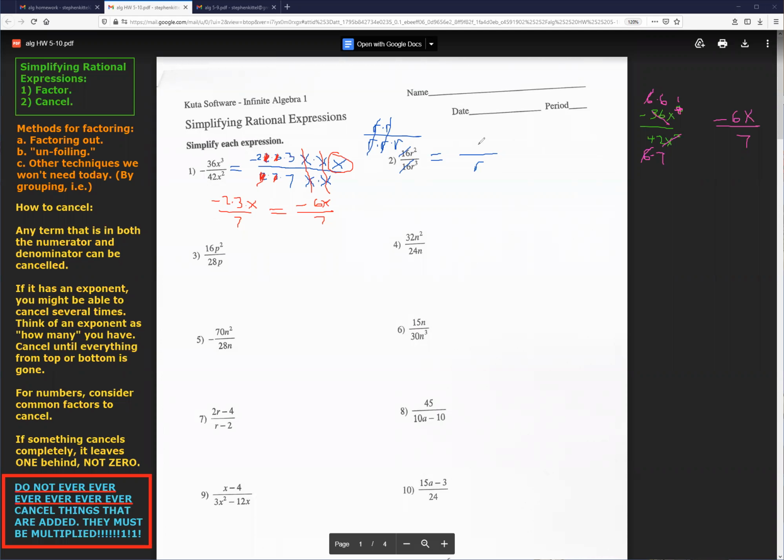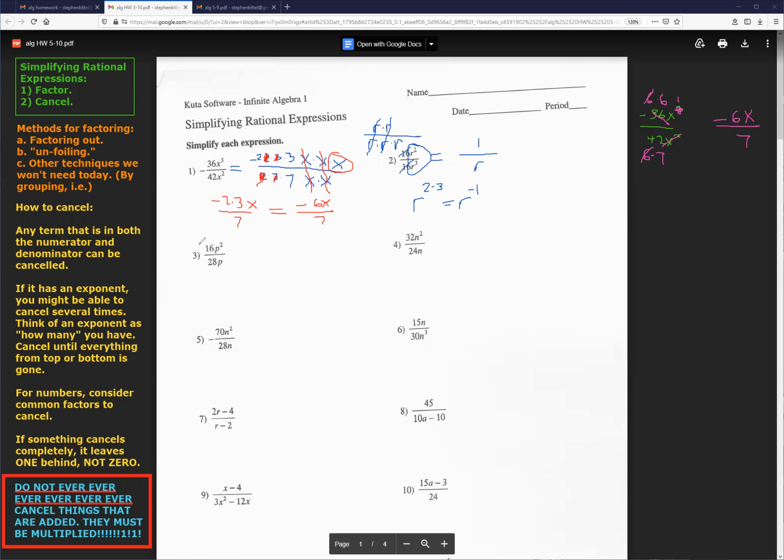And when you don't have anything left on the top, you're going to write a 1. This is 1 over r. Another way of thinking of this is that you're subtracting. You're going to do r to the 2 minus 3, which is r to the negative first. If you have a negative exponent, that means you shift it down to the bottom of the fraction. So this is 1 over r to the first, if you will. So there are some other thoughts on how you could approach this if you prefer those instead.